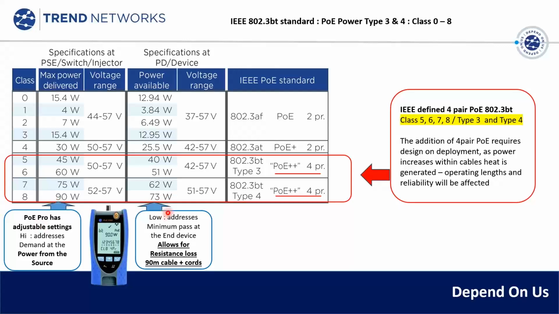So 90 watt to 73 watt. The idea is you could leave the PoE Pro on the high setting, and that way when you test at the end device, you would see if you've got a little bit of extra headroom there. Have I got a little bit of extra resilience in there? And if I'm not passing, you can then reset it back down to low to see, am I achieving 73 watt? So my tip is you could always leave it at high if you're using PoE Pro to check a little extra capability in your link.